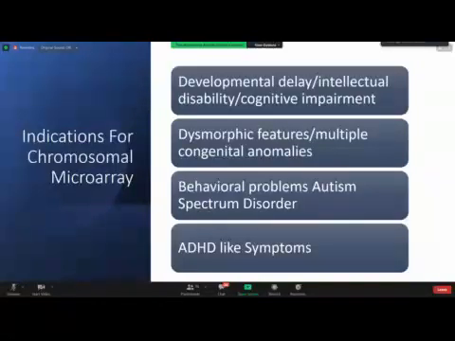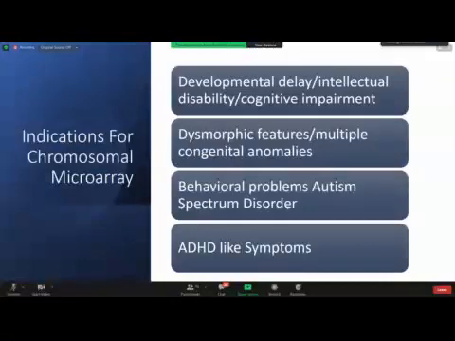Chromosomal microarray हम किन चीजों के लिए करते हैं? Developmental delay, intellectual disability, cognitive impairment, dysmorphic features, multiple congenital abnormalities, behavioral problems, autism spectrum disorder, ADHD-like syndrome, schizophrenia, and all others. Because again, if you look at the spectrum, तो अगर आपकी कोई isolated से phenotype है, तो then your first guess is that this is monogenic.